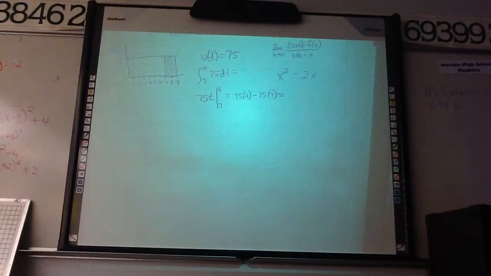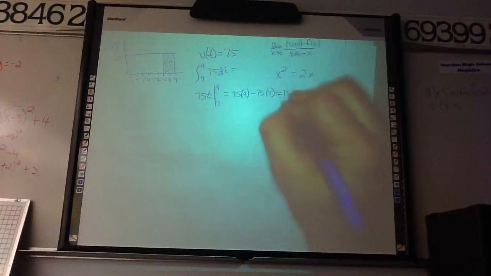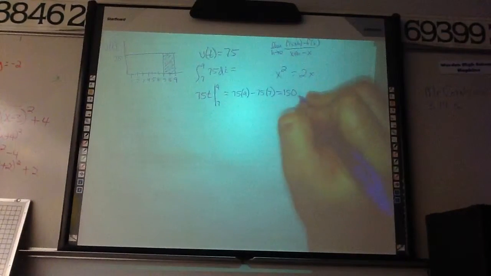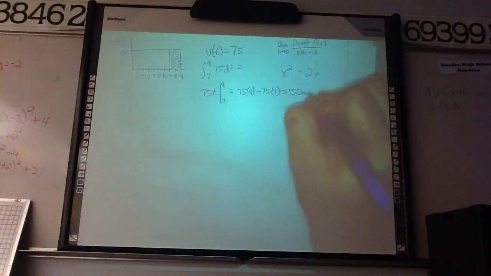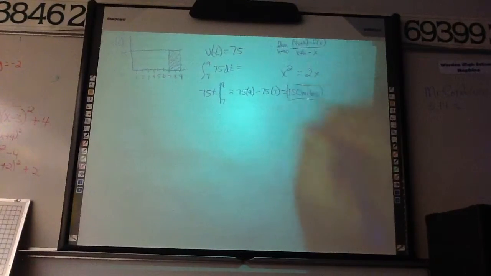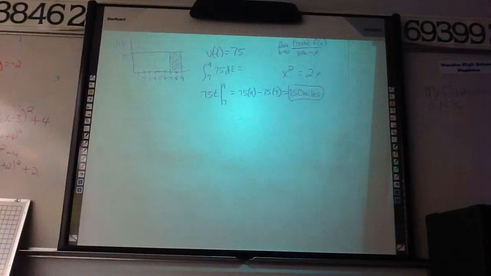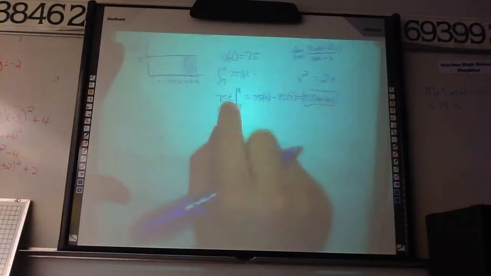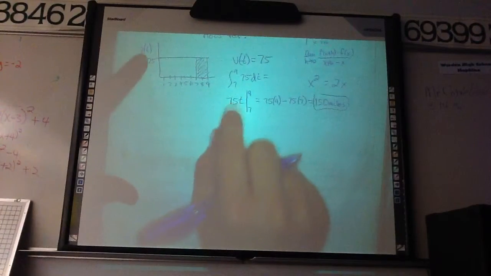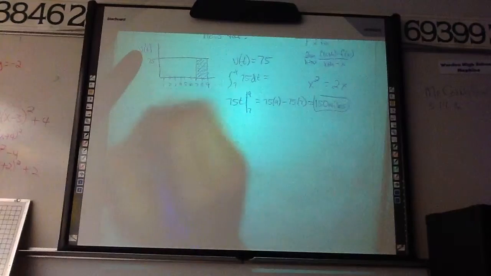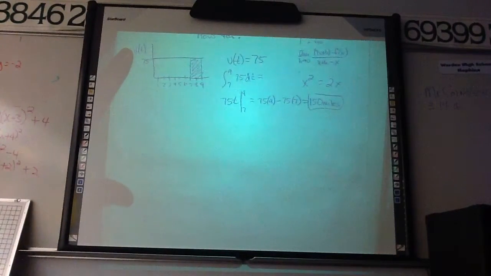This is so good. Do 75 times 9 minus 75 times 7, I bet you get 150. Yes. That's how you do integrals by hand. Why that works. It's magic. That's how far the train traveled from hour 7 to 9.